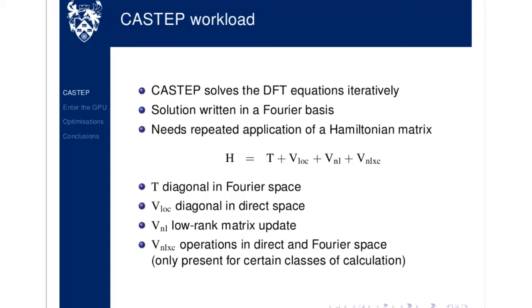so I'm actually not going to talk about that. The next bit is called the local potential term. You don't really need to know what that is, but that's diagonal in the direct space. We then have what's called the non-local potential, which is essentially a low-rank matrix update. And finally, for some classes of calculation, Hartree-Fock and hybrid calculations, we have this term called the non-local exchange correlation term. And that's going to be an aspect of our work, as we'll see in a few moments. But to start with, I'll start at the beginning of our story of the GPU port.